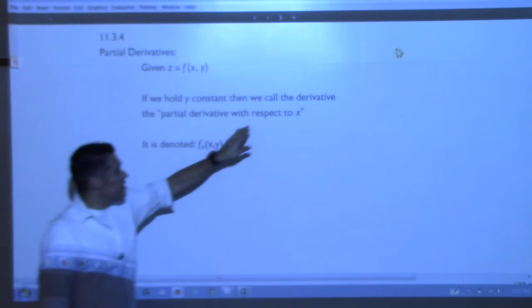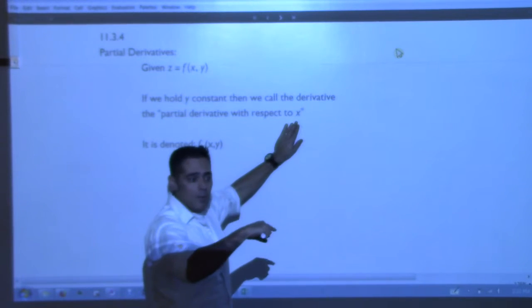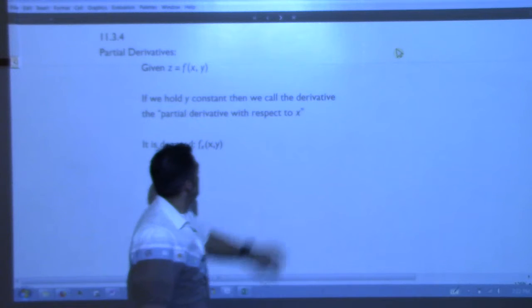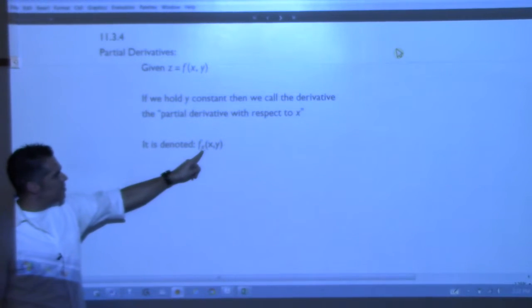So whatever you're differentiating with respect to is the part that's the variable. The other variable is held constant. And here's how we denote it: f subscript x of x, y.